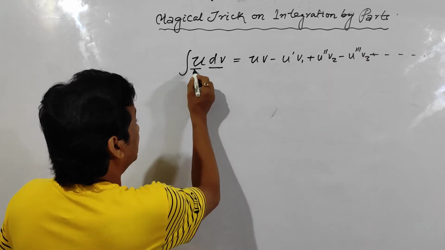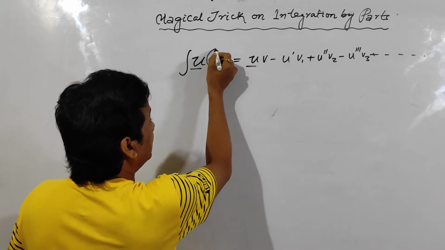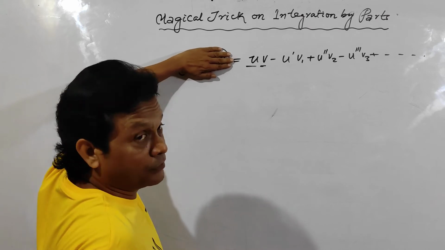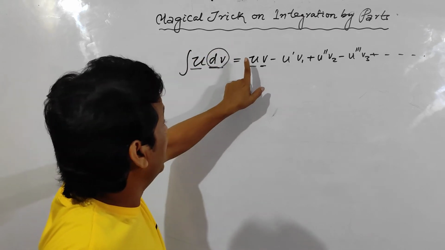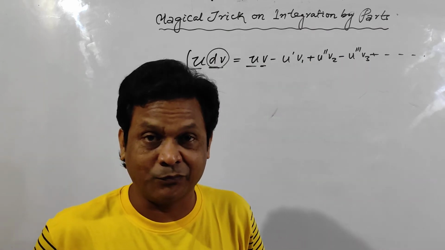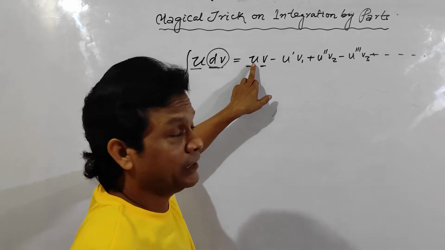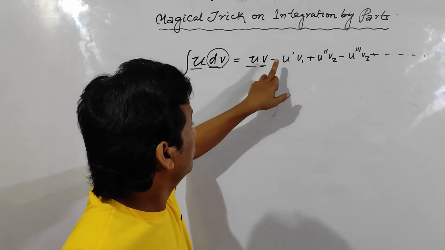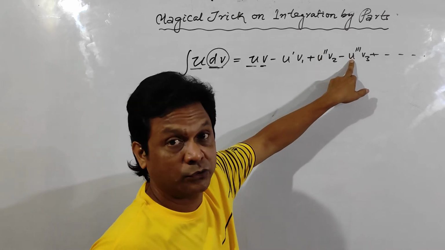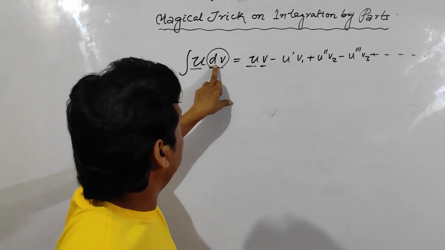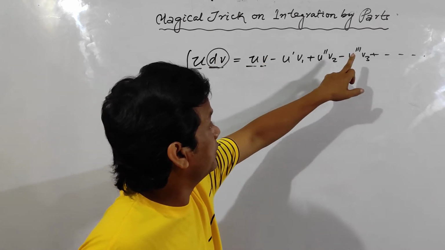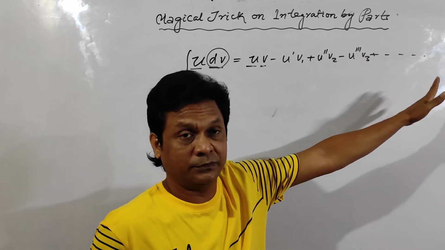First of all, u is there, and integrate the dv part so that you will get v, and then forget these things completely. I am taking plus minus alternate signs. Simply take the derivatives of the first function: derivative of u is u dash, derivative of u dash is u double dash, then u triple dash, and so on. And the integration of dv is v, integration of v is v1, integration of v1 is v2, integration of v2 is v3, and so on.